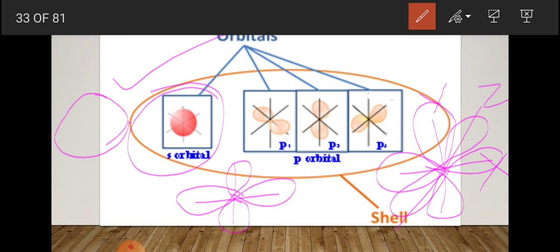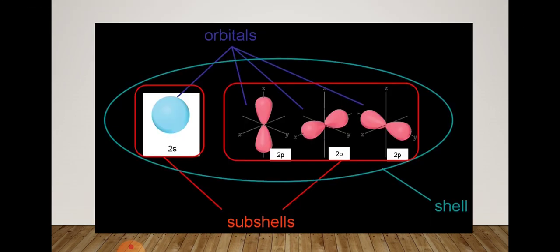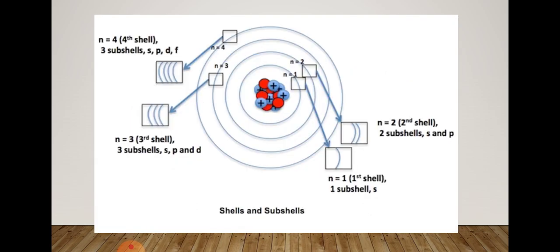An orbit consists of subshells and a subshell contains orbitals. Try to understand this. An orbit contains subshells and a subshell contains orbitals. What is an orbit? Orbit is shell. Shell and subshell are also called the principal energy level and sub energy level of the electrons respectively.